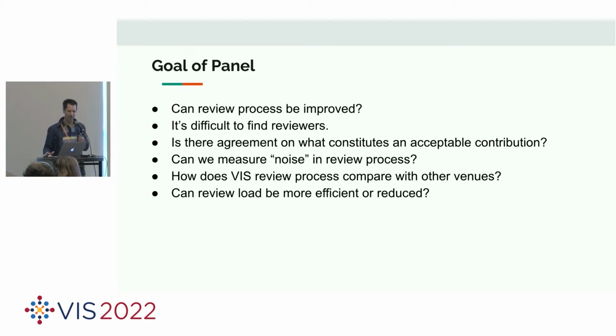And so the goal of this panel is just to talk about this process. For example, can we measure the contribution threshold that's required to have a paper or something similar accepted to the IEEE VIS conference? Can the review process be improved? For example, it's difficult to find reviewers. Is there agreement on what constitutes an acceptable contribution for VIS? Can we measure noise in the review process? How does the VIS review process compare to other venues? And can the review load be more efficient or reduced? These are just some of the topics that are open for discussion. Anything is open for discussion, really. But this is the idea.